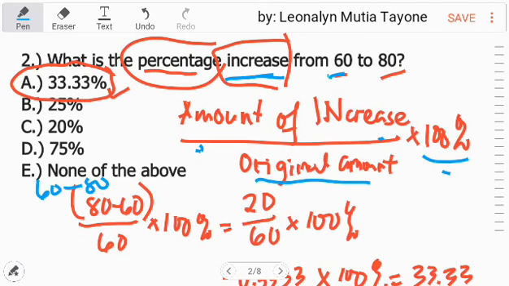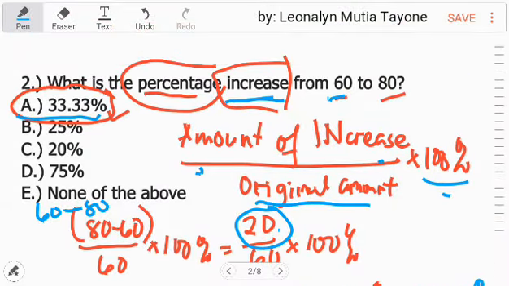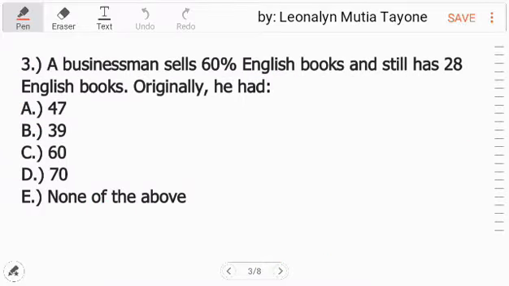So, ang gap nito, yung 80 minus 60, 20. So, 20 over sa original amount, and that is 0.33. I-multiply mo ng 100%. So, 33.33%. Kaya, letter A ang sagot dito. Question number 3. A businessman sells 60% English books.